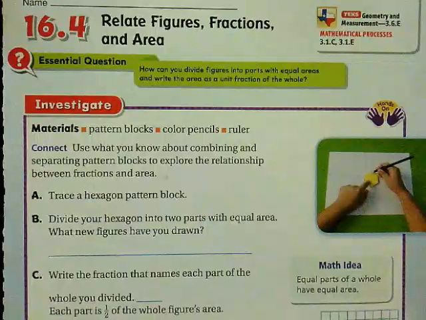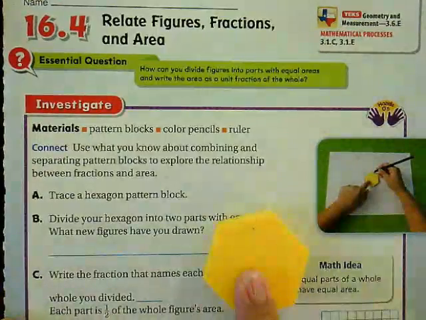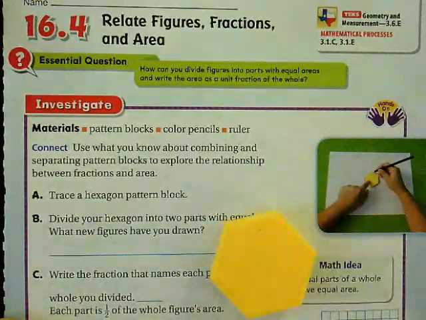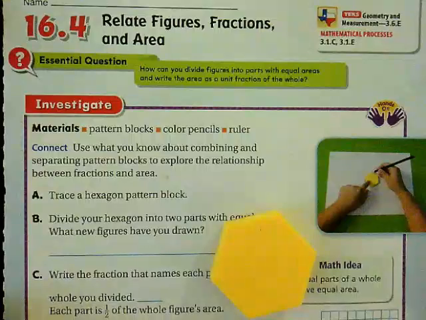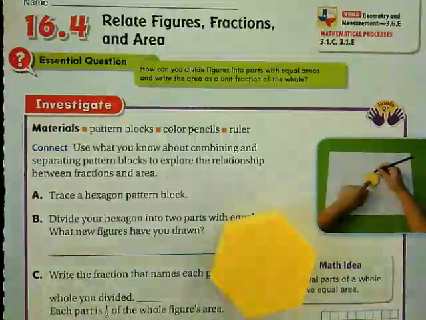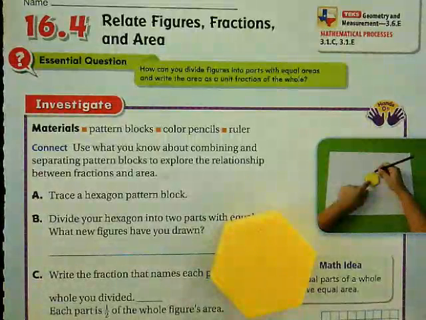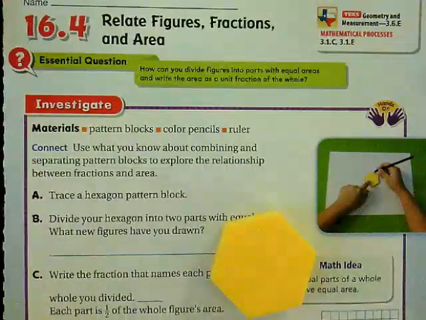So we're going to start with an investigate. It says materials we're going to need. We're going to need pattern blocks. We're going to need colored pencils. I'm using a regular pencil for now. And then we're also going to need a ruler. I don't happen to have a ruler, so I'm just going to use a straight edge on my paper. So use what you know about combining and separating pattern blocks to explore the relationship between fractions and area.